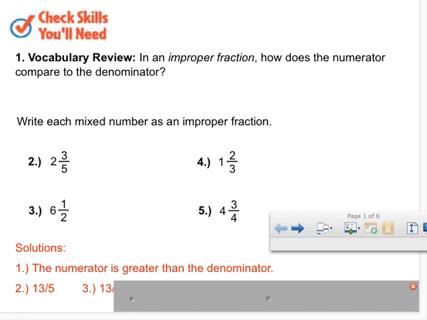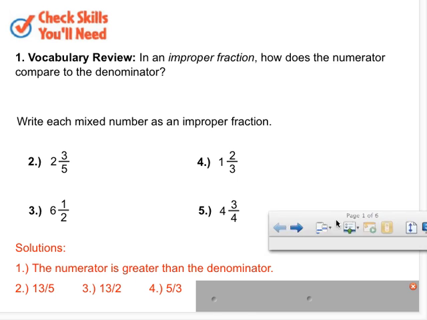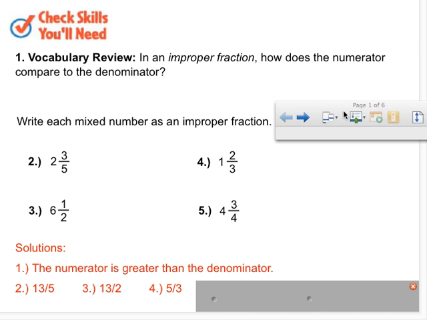13 over 2. And then who's got number 4? Olu, go ahead. 5/3. And then who's got number 5? Talise. 19/4. Very good. Any questions about the warm-up? Okay.